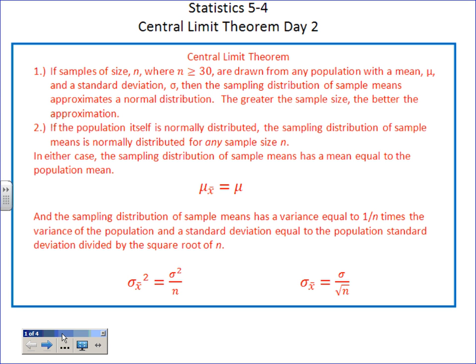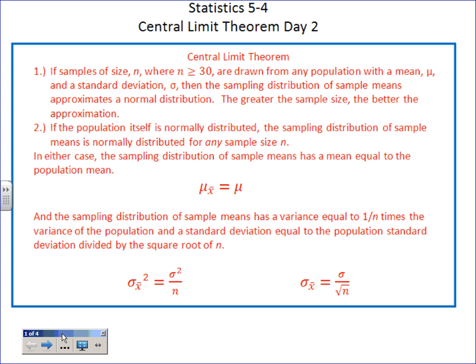The second one is if the population that you start with is already normally distributed. Then that sampling distribution of sample means is normally distributed for any sample size n. n doesn't have to be bigger than 30 at that point. So if you start with something that is normally distributed, you don't really have to make n all that big.